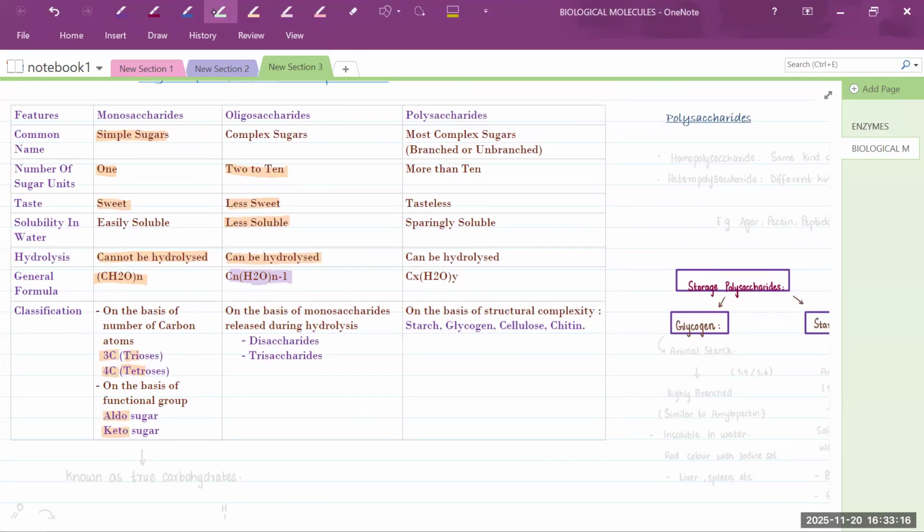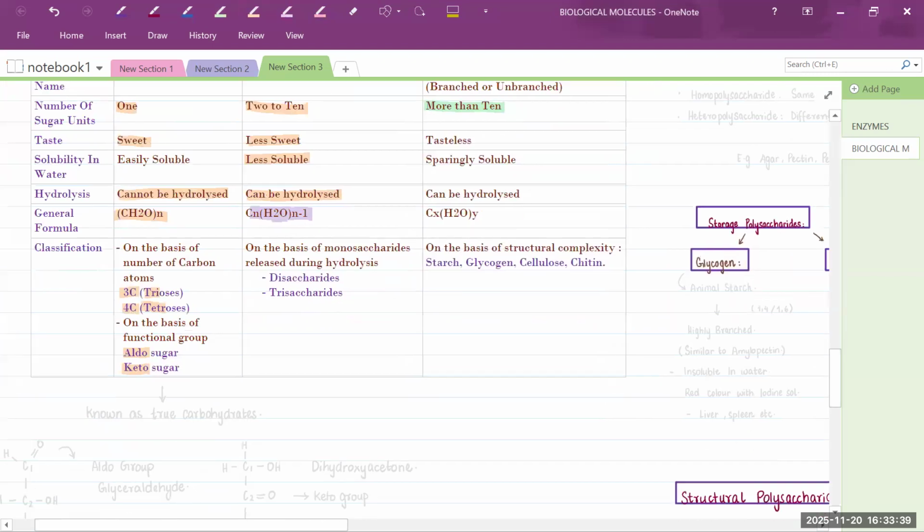So the question I was asking was, what is the minimum amount of monosaccharides needed to make a polysaccharide? That will be 11. You see, because 2 to 10 will be oligosaccharide, and then from 10 onwards, that is 11. If we have 11 monosaccharides, it will be called a polysaccharide.